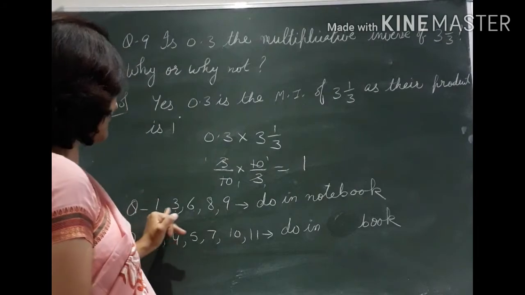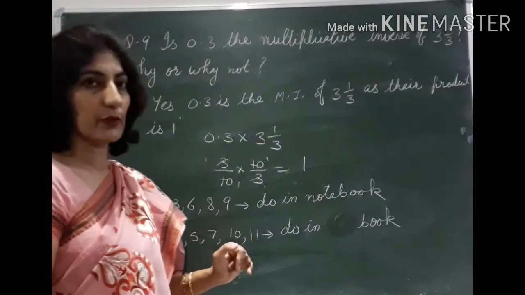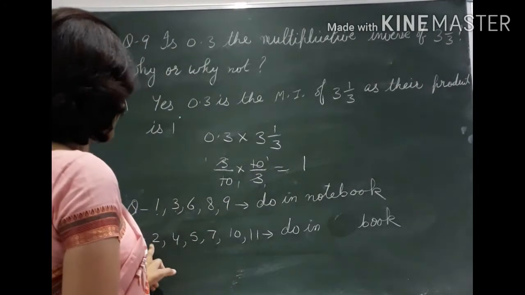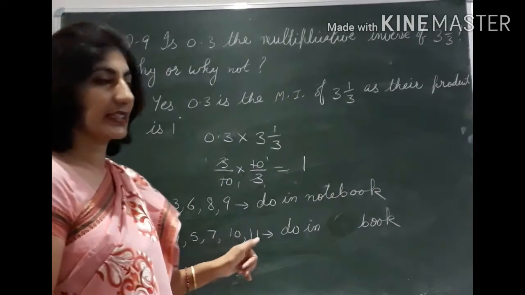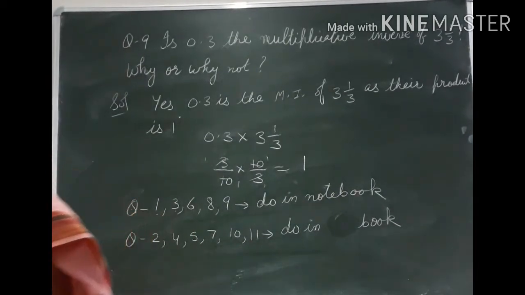So question number 1, 3, 6, 8 and 9 you have to do in the notebook. Remaining questions 2, 4, 5, 7, 10 and 11 you have to do in the book.